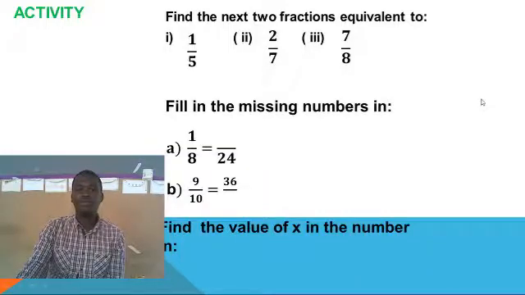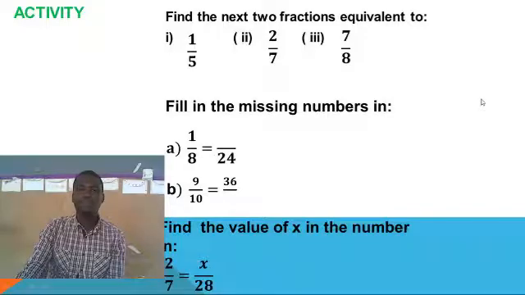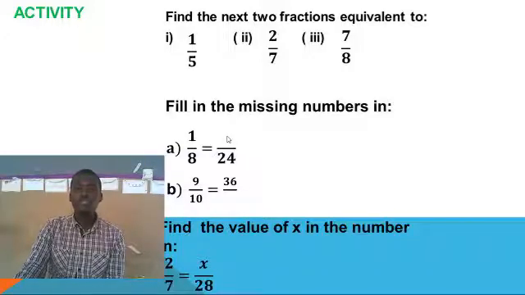Then the next one, find the value of x. 2 out of 7 equals x out of 28. It is almost not very different from this. We are missing here and we are missing here. Look at this one very well. We need the denominator here. Here we need the numerator. It's not there. What do we do?